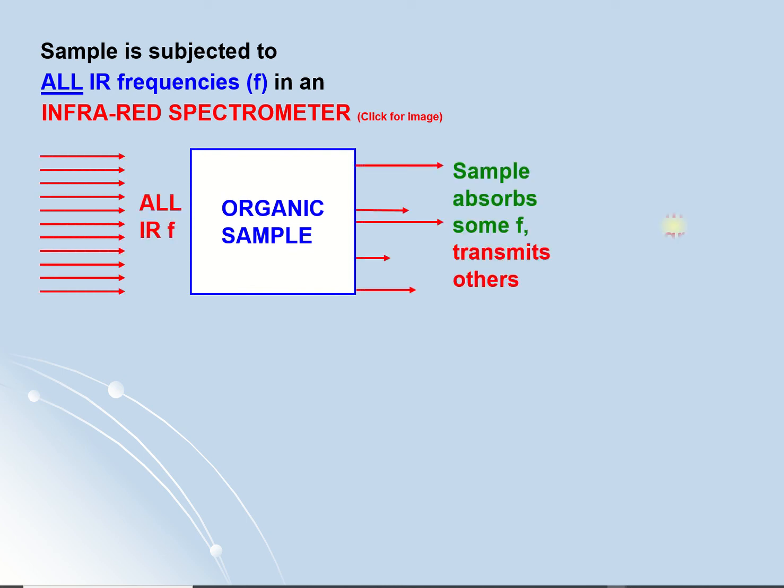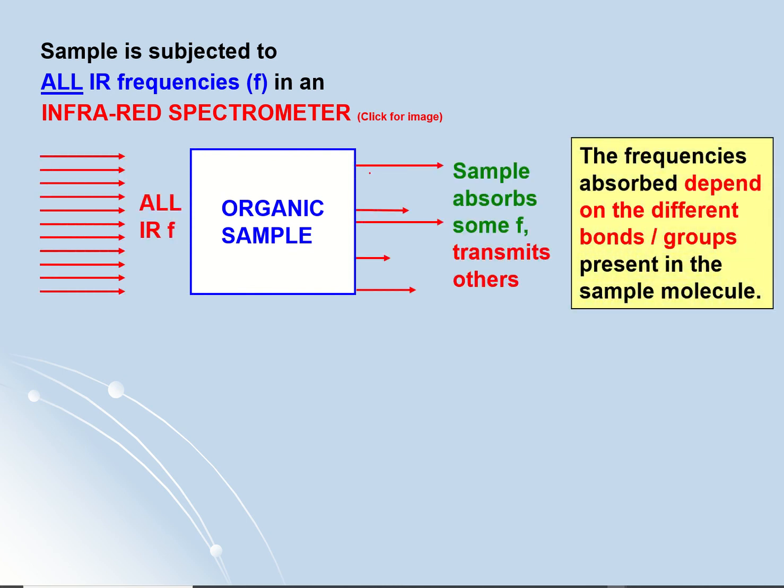And our sample will absorb, so let's take this area here. Our sample in this area has absorbed all of the frequencies of those particular radiations. So all of those ones there, I think, have been absorbed. Some other ones are partially absorbed, so for example this one, this one, this one, and some of them are not absorbed at all.